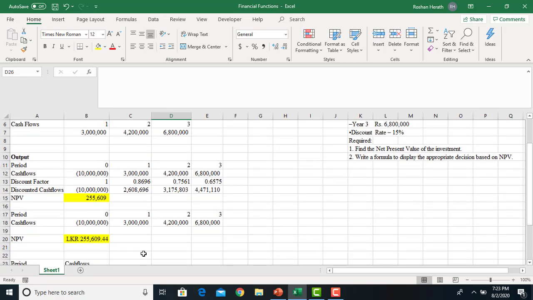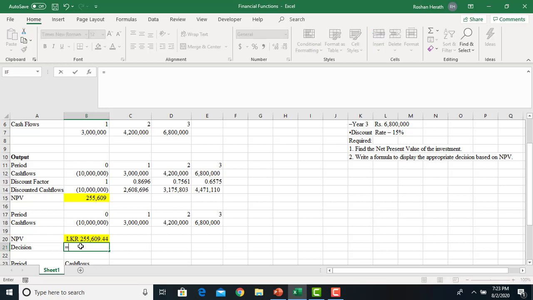Referring to the one that you have done, you can here take the decision. So as far as the decision is concerned, using your prior knowledge, here there's a particular condition when it comes to the decision rule of NPV. If it is 0 or above, we would be accepting the project. Or if it is below 0, then we may not accept the project. So that is the simple rule behind this. Accordingly, if you apply that, you can take a simple if function.